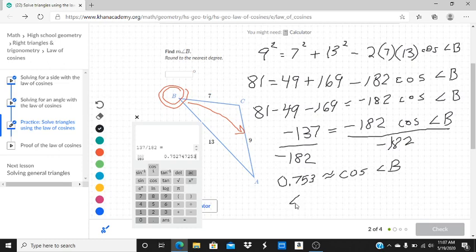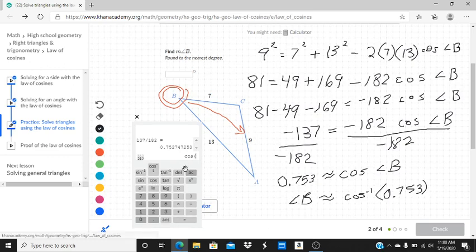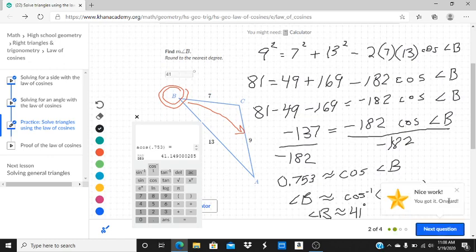So now we can rewrite this and say that angle B is approximately the inverse cosine, or arc cosine, of 0.753. Okay, let's put that into our calculator. We want to do inverse cosine, making sure it's in degrees. So arc cosine of 0.753. And rounding to the nearest degree, angle B is approximately 41 degrees. Check it. Look at that, more energy points.